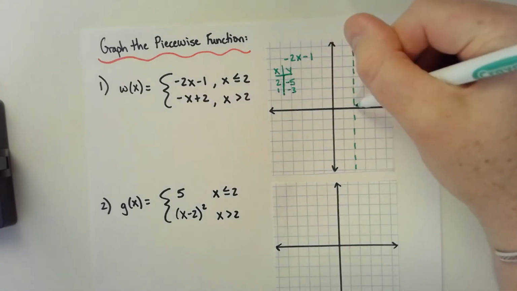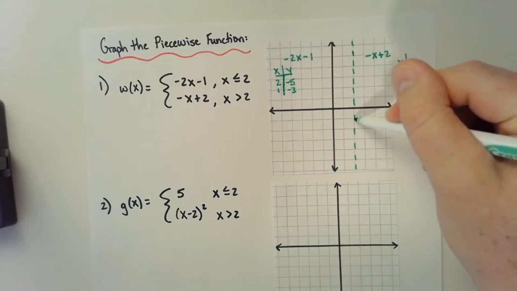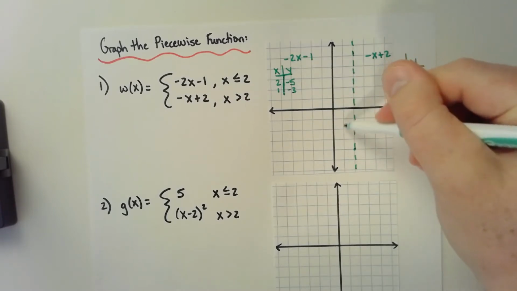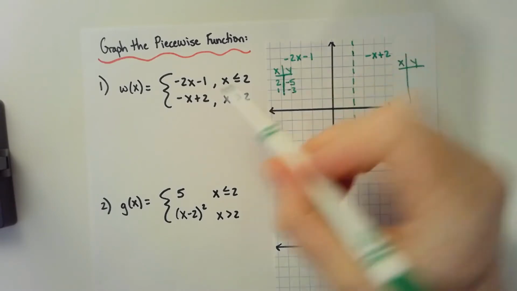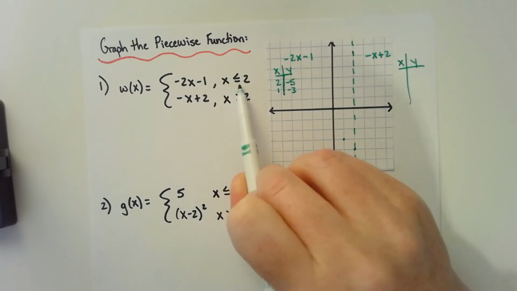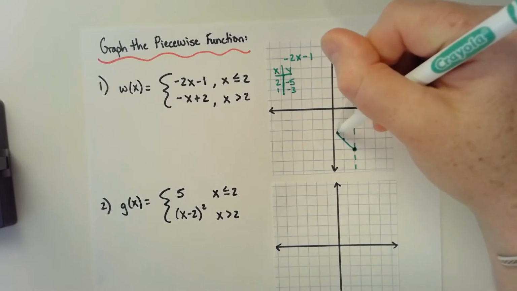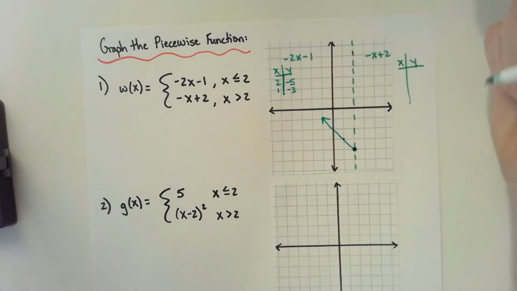So we go to 2, negative 5, so down 1, 2, 3, 4, 5, put a point, and then 1, negative 3. And then we check over here, and that part of our graph did claim the fence. So we could put a big solid dot and draw our line going that way.